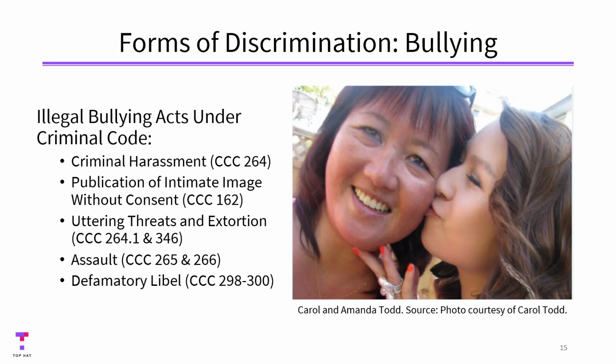The next form of discrimination talked about in the textbook is bullying. Many different types of bullying, but acts of bullying are illegal under the criminal code. And we've used in the textbook the story of Amanda Todd, daughter of Carol Todd, who took their life based on severe cyberbullying, physical bullying, verbal bullying, psychological bullying.